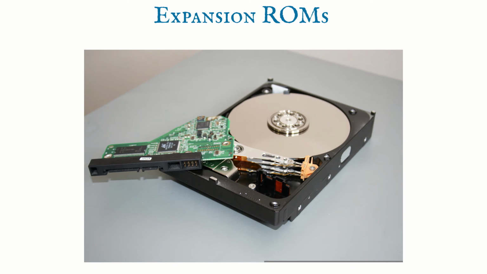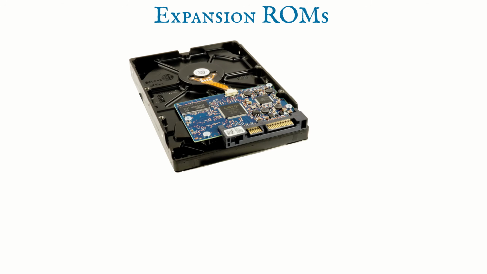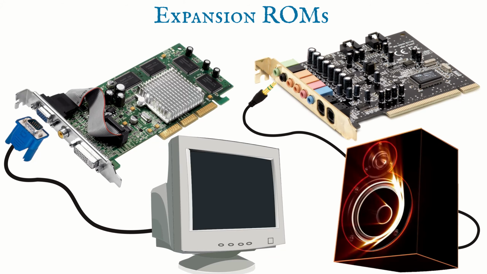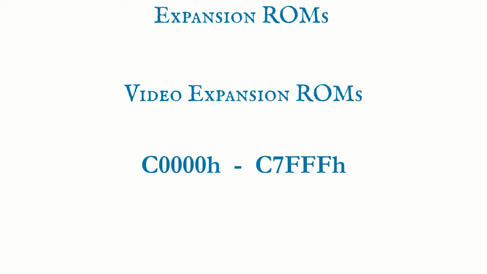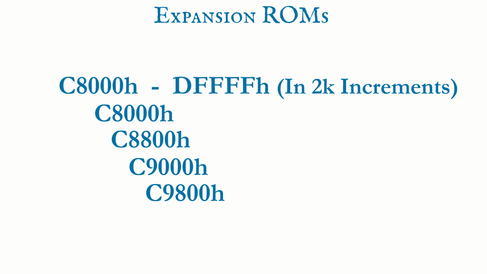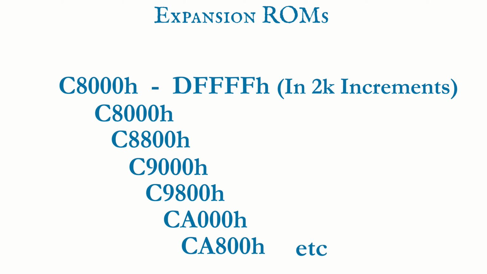Towards the end of POST, it will also look for any expansion ROMs or device BIOS to initialize any peripheral devices. This device BIOS is on a chip located on that particular peripheral device itself or on an expansion card on the motherboard. The chip contains service routines to support features of that device. It searches for video expansion ROMs at addresses ranging from C0000H to C7FFFH in 2K increments, and other expansion ROMs at addresses C8000H to DFFFFH in 2K increments.